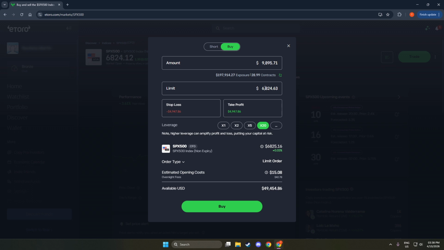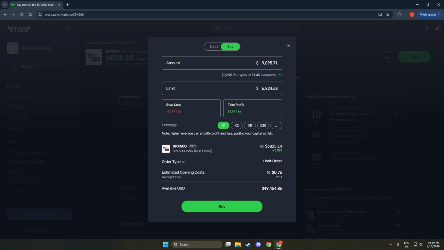Next, enter the amount you want to buy or sell. This is simply how much of the asset or how much money you want to allocate, depending on how the input is displayed. Make sure the amount reflects your risk tolerance and stays within your available balance. If you're managing a budget, double-check the figure before proceeding.